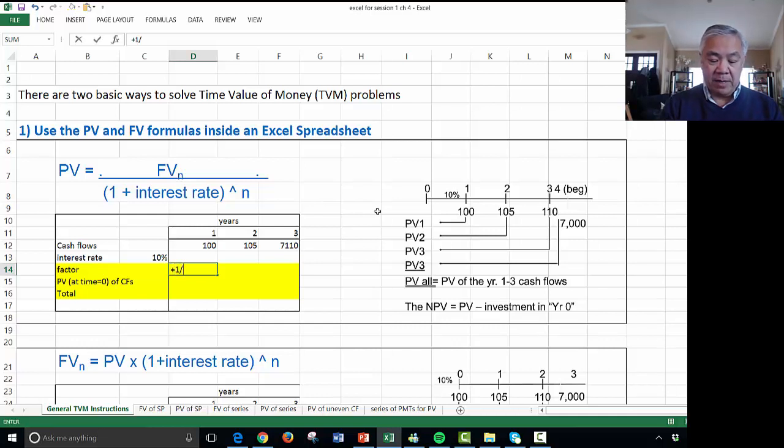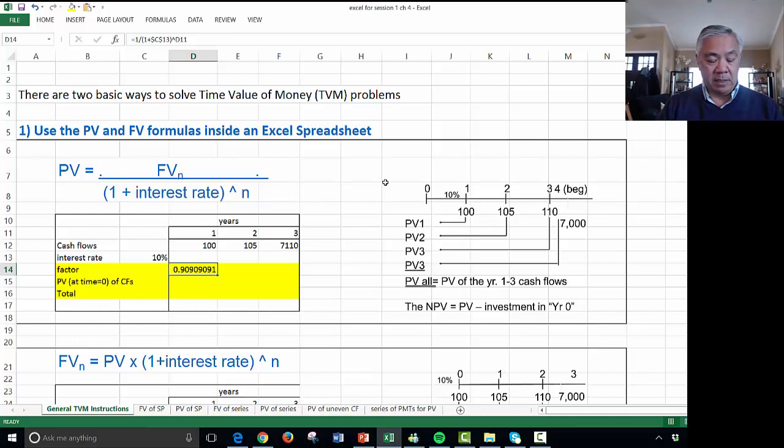Whatever's most convenient. So let's say plus 1 divided by open parens 1 plus, lock onto the discount rate or the interest rate, hit F4 so that that's an absolute reference, close parens, the caret sign raises it to the power, and then let's use this field to signify the number of years. We do that as a relative reference so that as we copy it, the formula is still correct. So that would be 0.9090, which means $1 a year from now is worth $0.90 to us today.